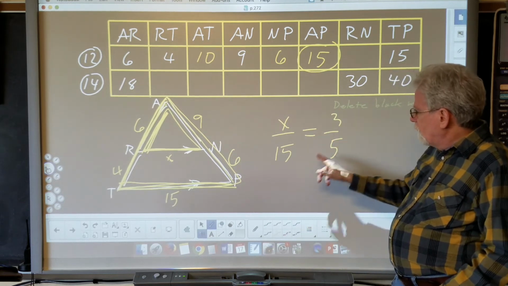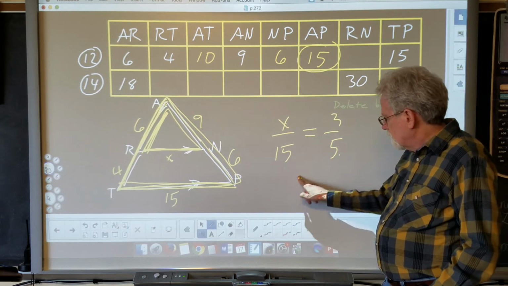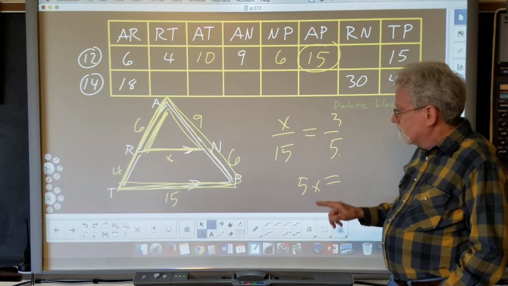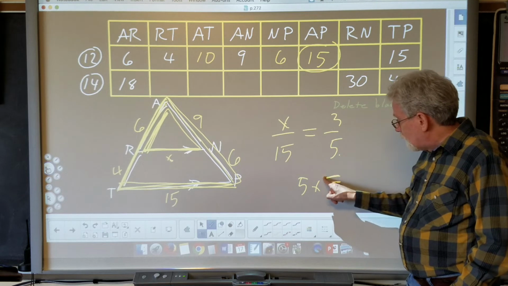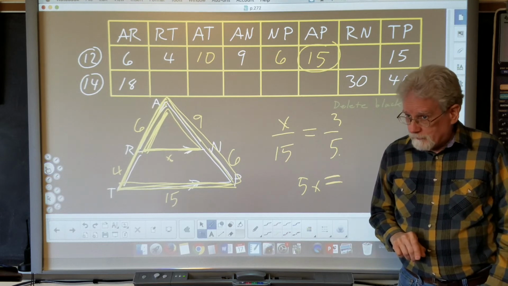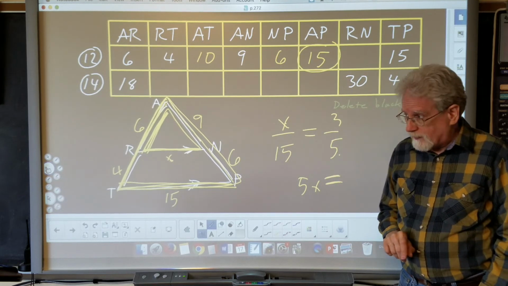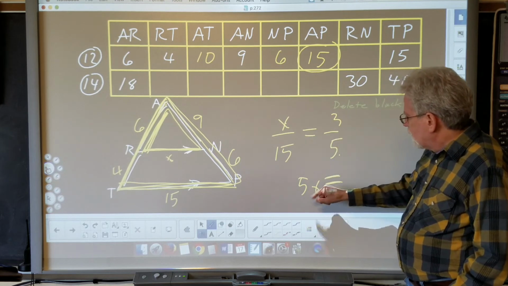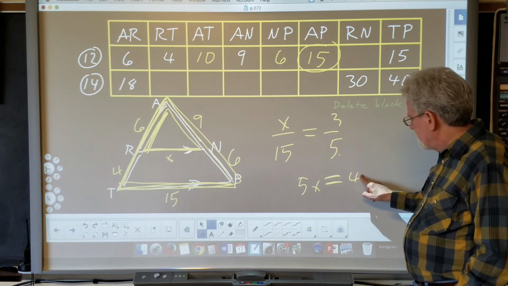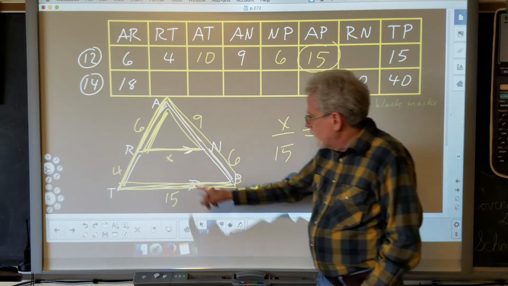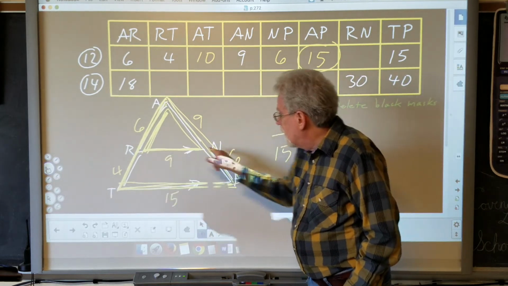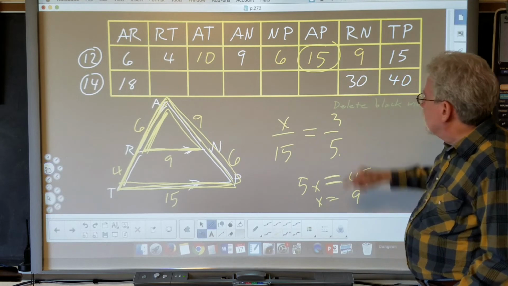Cross multiplication would say 5x equals, I run across folks who don't remember what to put in between. If you don't put an equal sign in there, it gets really confusing and really wrong really fast. 5x equals 3 times 15. And we're practically done. Divide by 5, x is 9. So x is definitely 9. RN is 9. Ta-da!